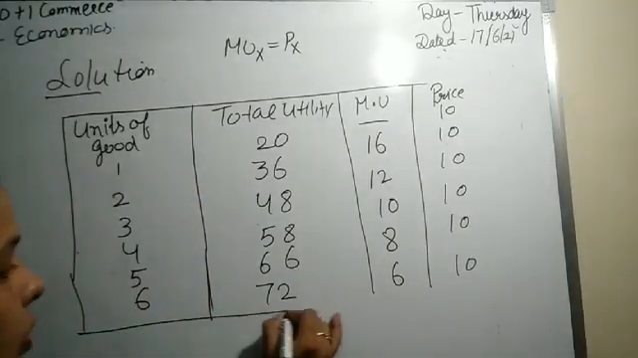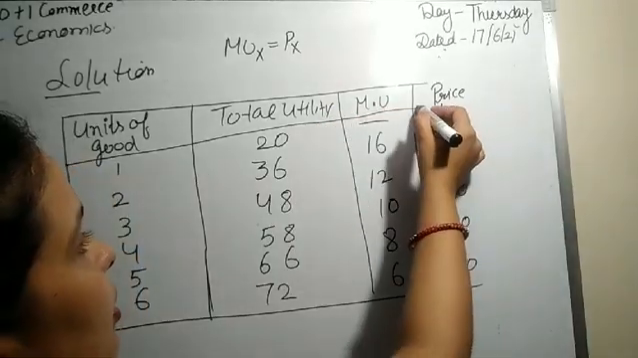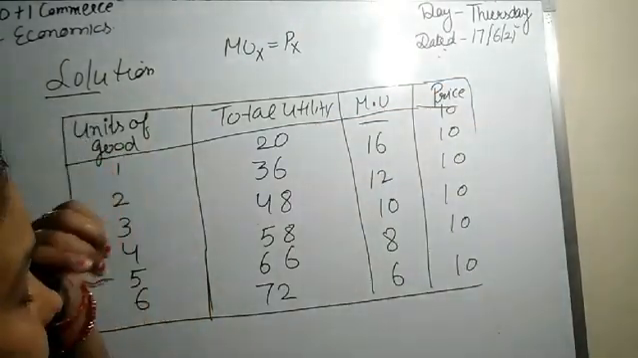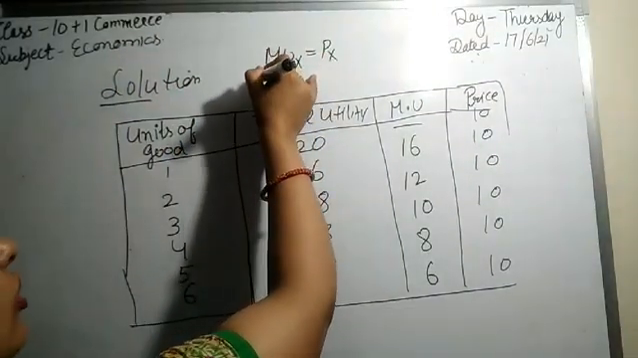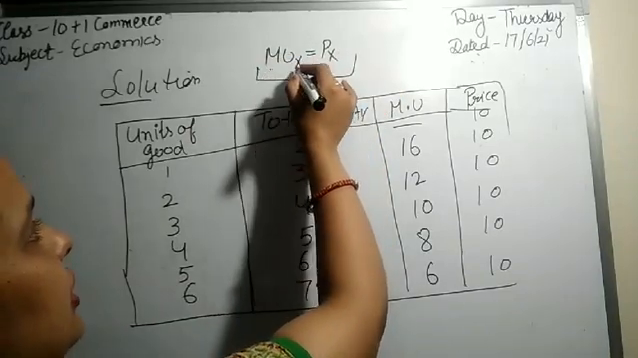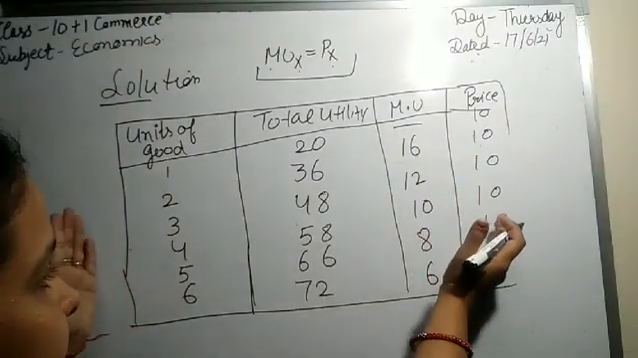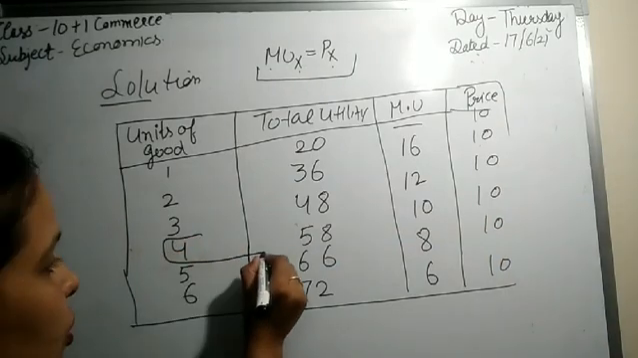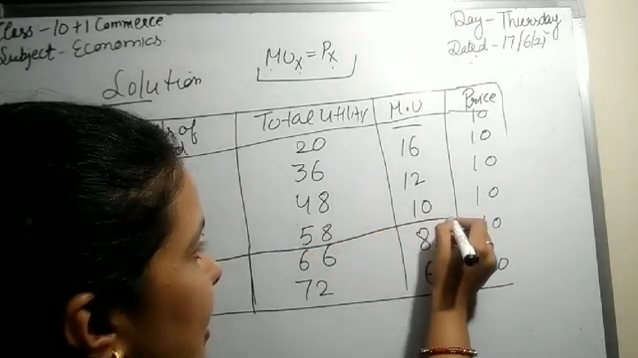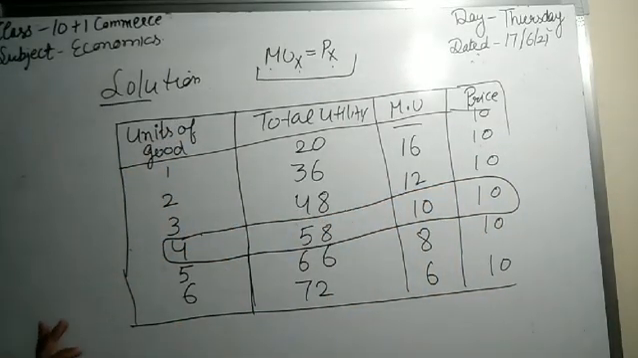So this is a case of single commodity. Now we find out the consumer equilibrium position. The rule is that consumer equilibrium is when the marginal utility of the commodity is equal to its price. So we have to consider at what stage marginal utility is equal to price. Yes, at the fourth unit marginal utility is 10 and price is also 10.